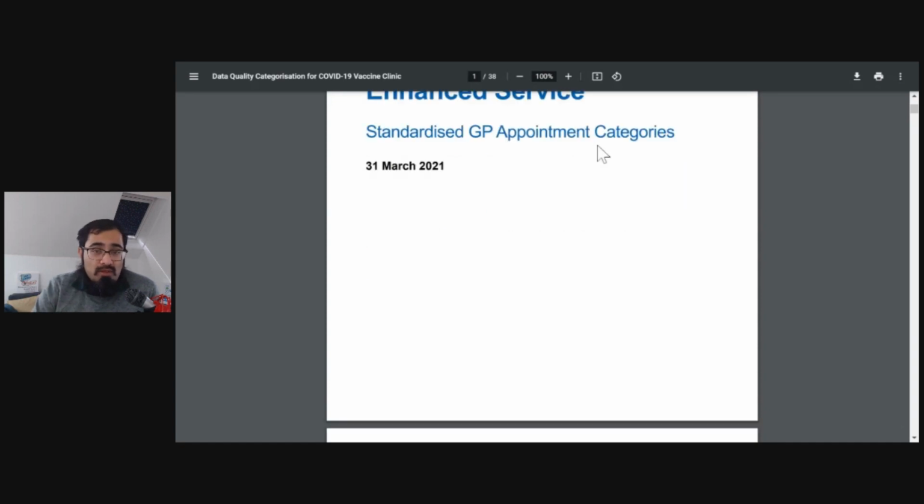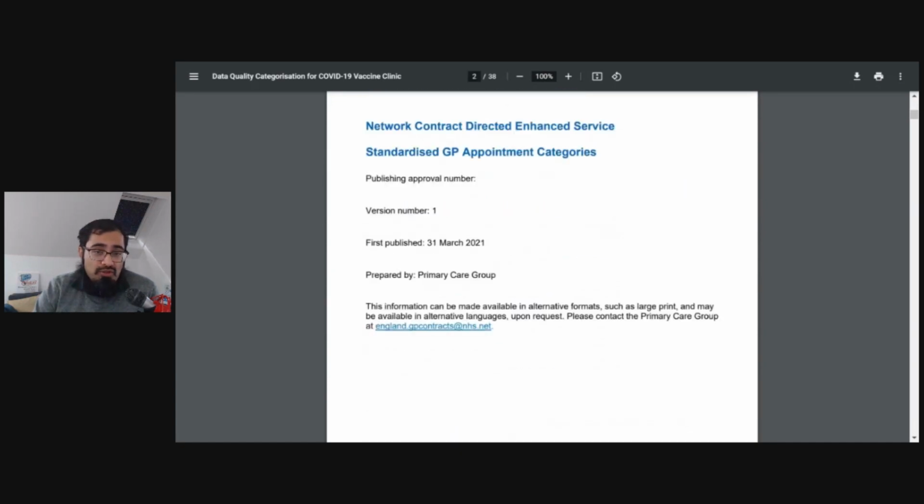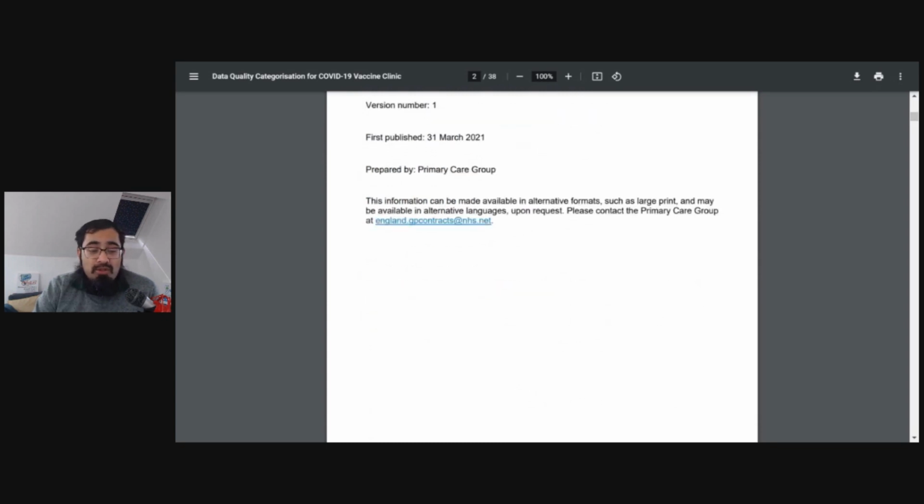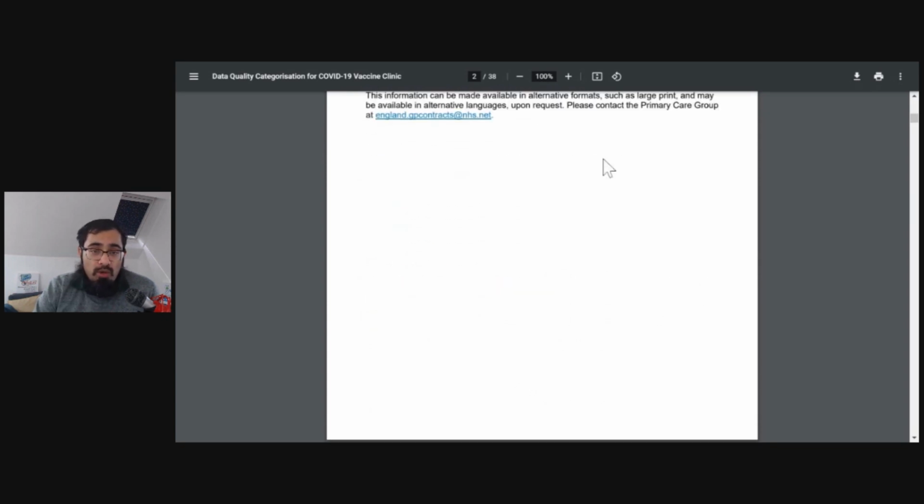It's important to note that this is part of the GP contract that's been introduced and negotiated with the BMA and the GPC itself to help understand how we categorise our workload. That's the focus of this particular work.